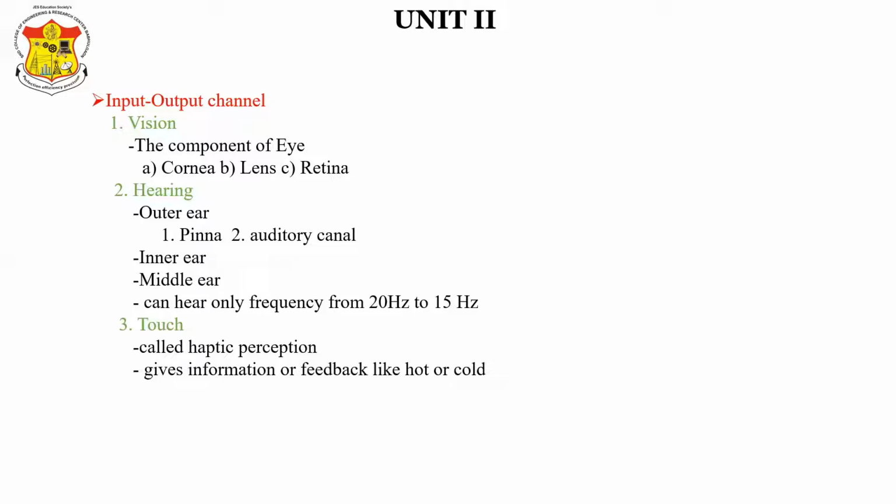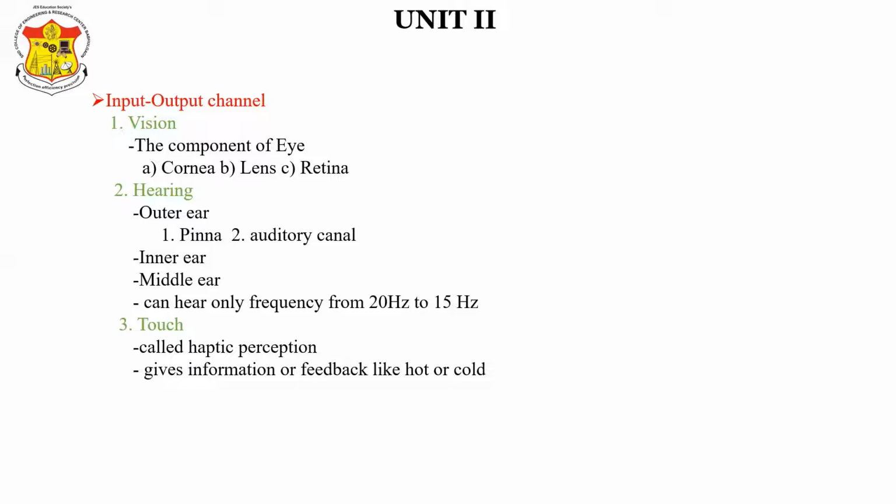So the user is processing information itself. Information comes to the user, then is stored and processed, and then passed out. So there are three parts of the system: input, output, memory, and processing. Here we'll see what these input-output channels are.